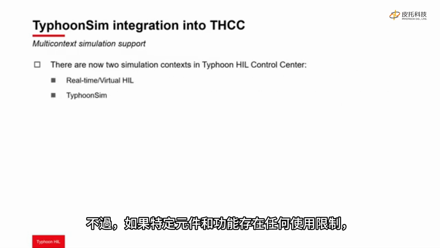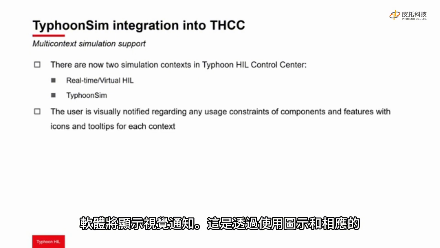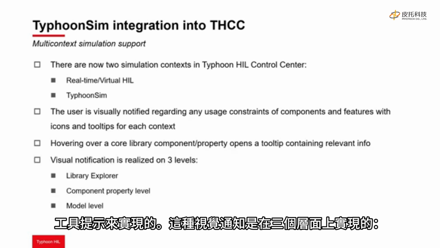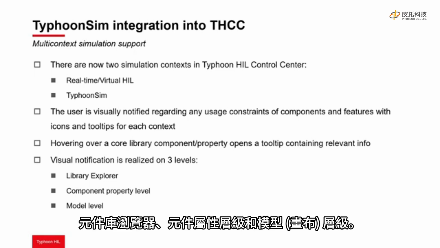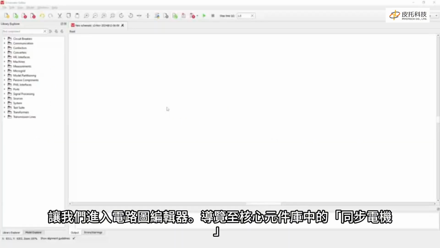However, if there are any usage constraints for specific components and features, the software will display a visual notification. This is done by using icons and corresponding tooltips. This visual notification is realized on three levels: Library Explorer, Component Property level, and Model level. Now, let's see how these new changes impact your simulation workflow with a few examples.